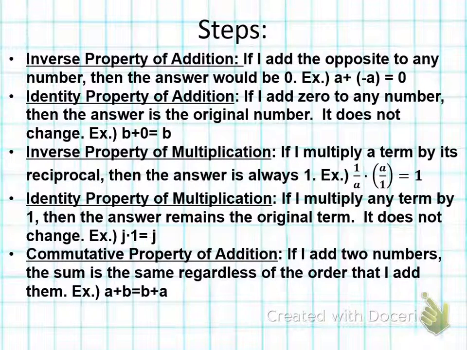Okay, next one is this thing called the inverse property of addition. Let's say, can I use you, Matthew, as an example? Okay, let's say I give Matthew $5. How much money does Matthew have? $5. Okay, what happens if I take away $5 from Matthew? How much money does he have now?